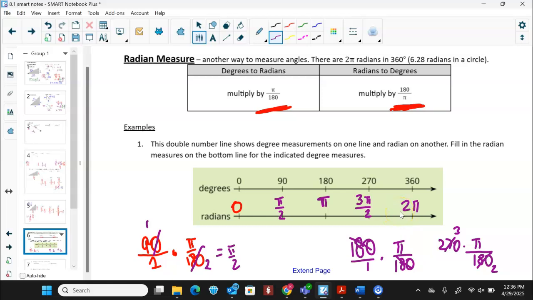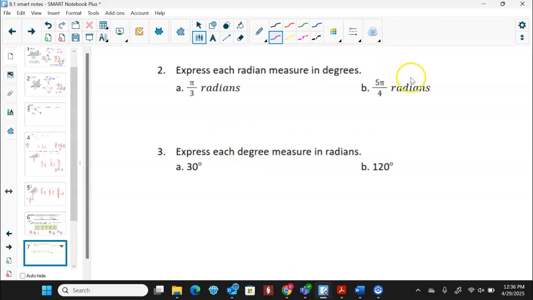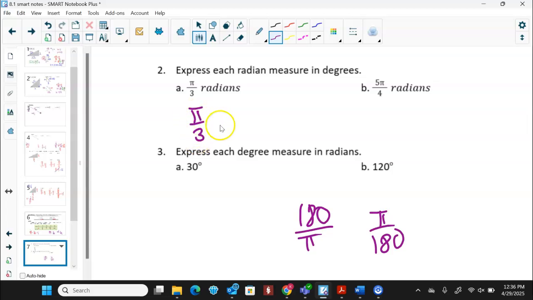Okay? So let's play around with it a little bit. So how do I know which one? Okay, radians. So again, I have a pi here. So I have either 180 over pi or pi over 180. Well, if I have pi over 3, I want a pi on the bottom here. So that means 180 has to come on the top. Why? Because I want to get rid of the pi. I'm moving it from radians to degrees. I don't want a pi. So that means I am going to get rid of it diagonally. Okay?